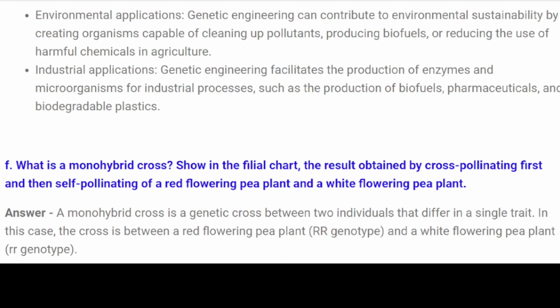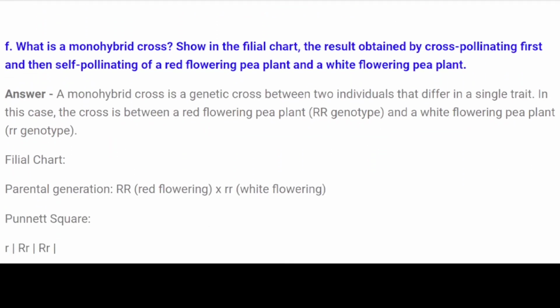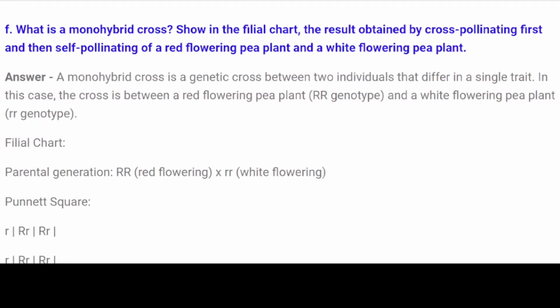Industrial applications: Genetic engineering facilitates the production of enzymes and microorganisms for industrial processes, such as the production of biofuels, pharmaceuticals, and biodegradable plastics. F. What is a monohybrid cross? Show in the filial chart the result obtained by cross-pollinating first and then self-pollinating of a red flowering pea plant and a white flowering pea plant.